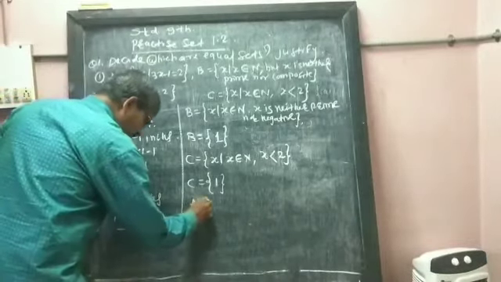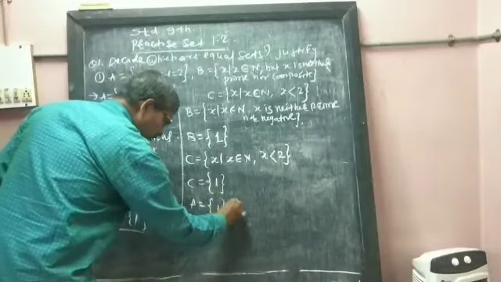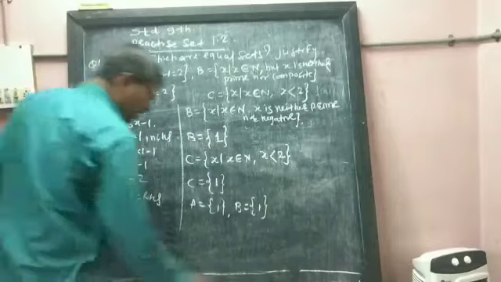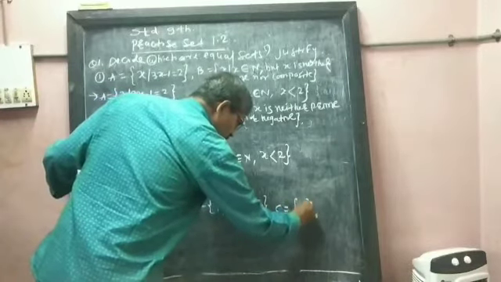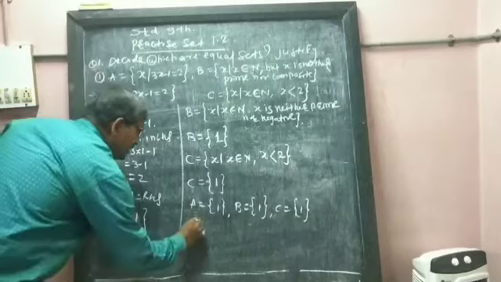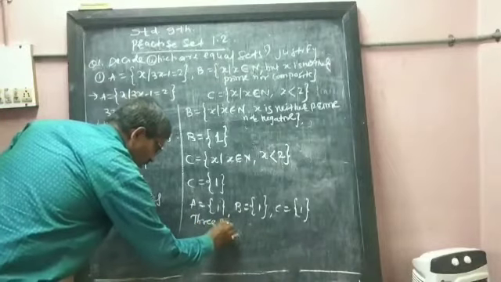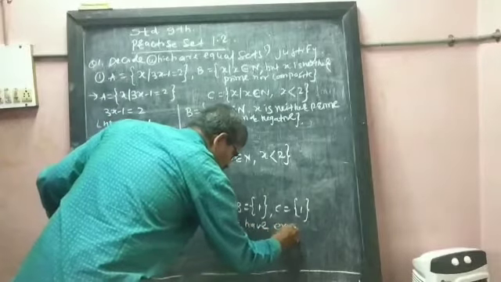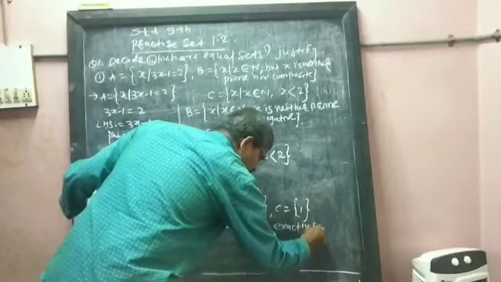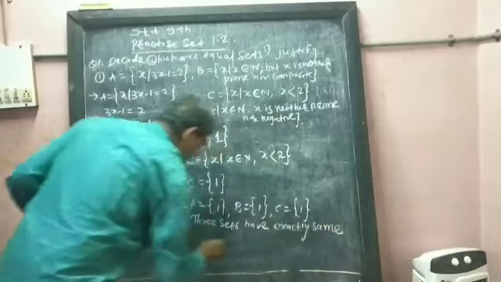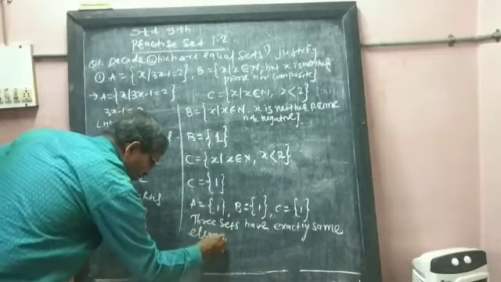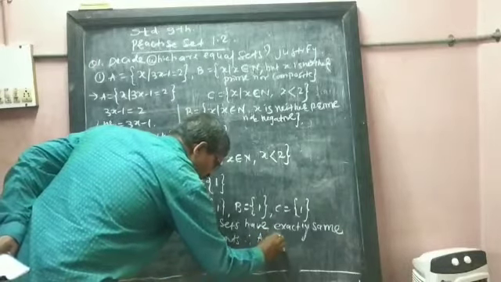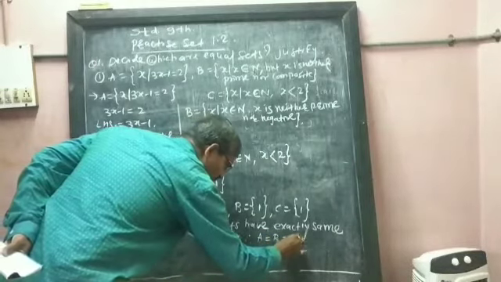Therefore, A is equal to 1. B set also contains only one element, and C is equal to 1. Three sets have exactly the same elements. Therefore, A is equal to B is equal to C.